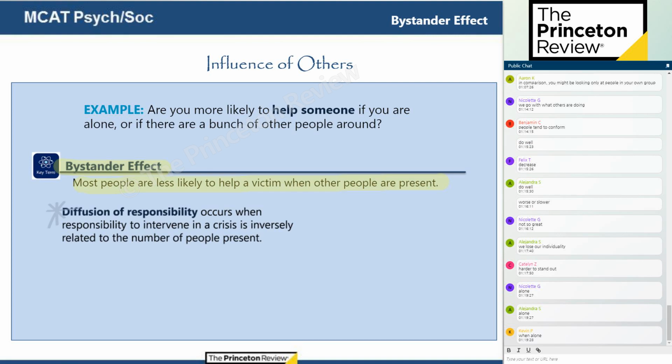And this is due to something called the diffusion of responsibility, right? The diffusion of responsibility: responsibility is inversely related to the number of people present. So the more people present, the less likely we are to feel individually responsible for stepping up and helping.